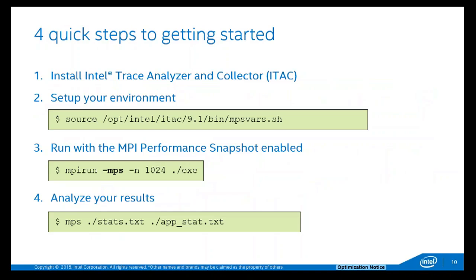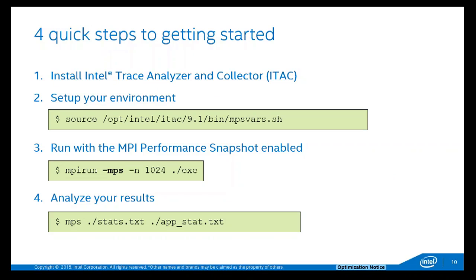Here are the steps in terms of getting started with the tool. As I mentioned before, the MPI Performance Snapshot is available as part of the Trace Analyzer and Collector, which is a part of our Parallel Studio suite. If you download the latest version, and I'll have a slide on that, then you just get it automatically. There's no separate download that you have to do just for this.